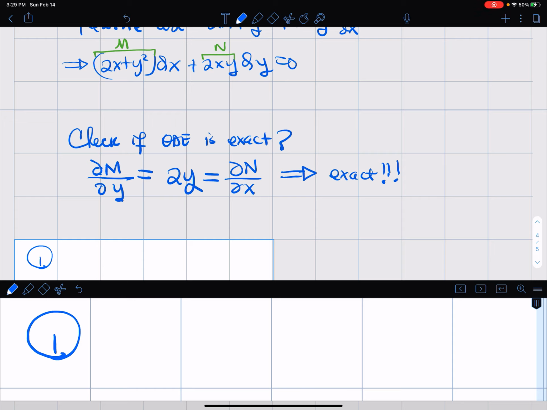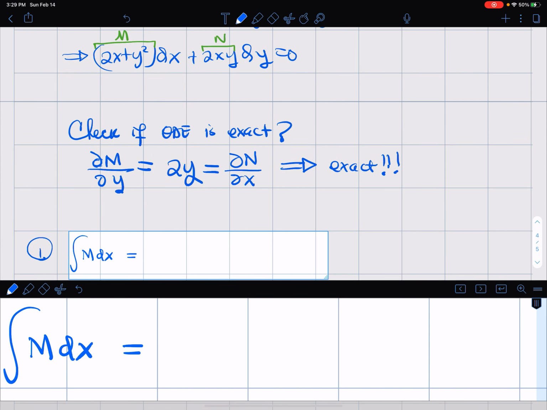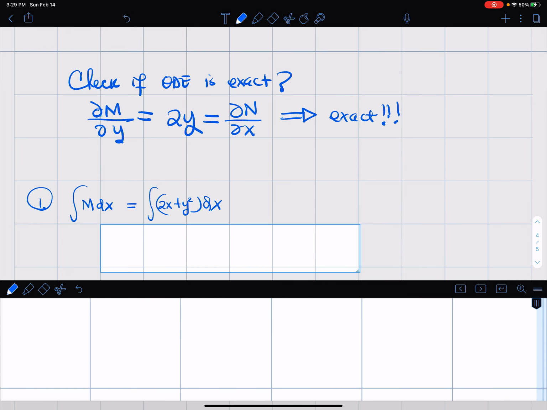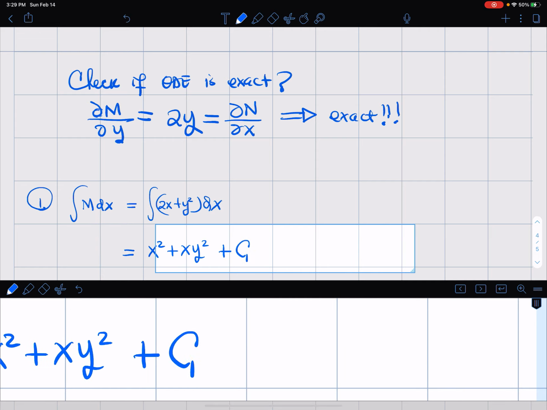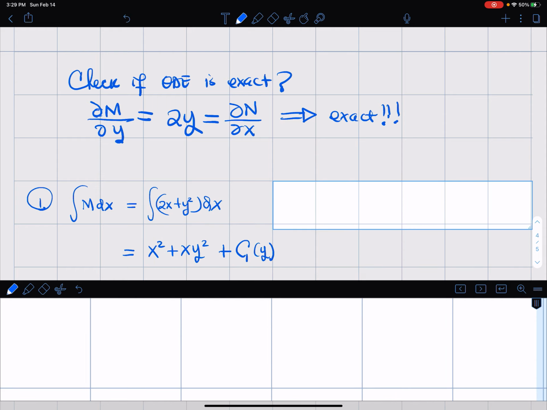All right, so the integral of M dx is equal to the integral of 2x plus y squared dx, and this should be equal to 2x squared over 2, which is just x squared plus xy squared plus c, call it c1, and it should be a function of y, right?